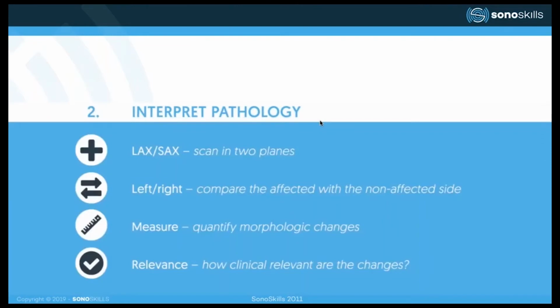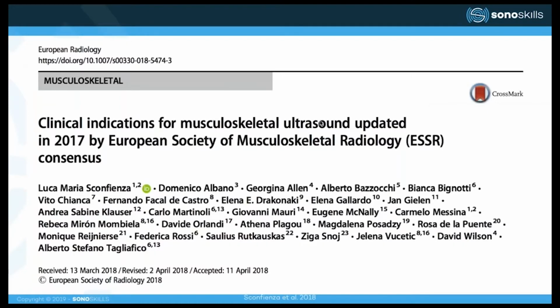And after you think that you saw pathology, you want to make sure that it actually is pathology. So to make the right interpretation, always scan in two planes, longitudinal and transverse, long axis, short axis. Left-right comparison is very valuable. It brought me lots of clinical feedback actually. You can measure your changes and always decide how relevant the change actually is. So with this checklist, I'm also going to explain more about the ankle joint pathology.